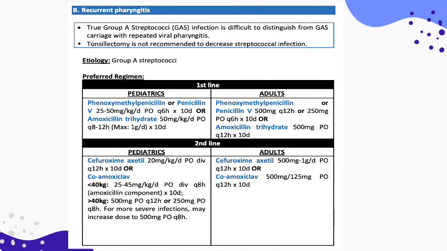remain the first line. But second options will be your cefuroxime, which will increase the gram-negative coverage, and co-amoxiclav or amoxicillin clavulanic acid, which will increase the spectrum of your amoxicillin.